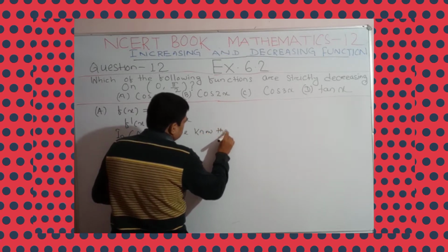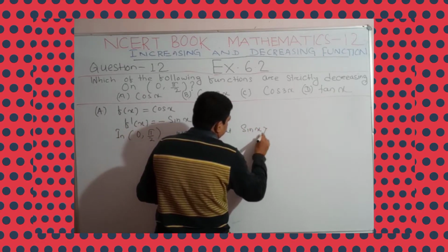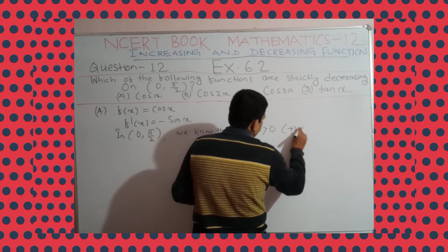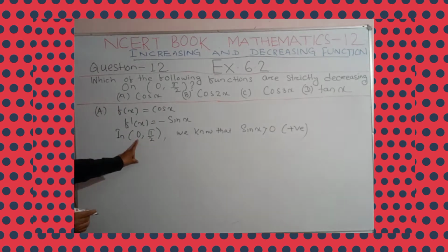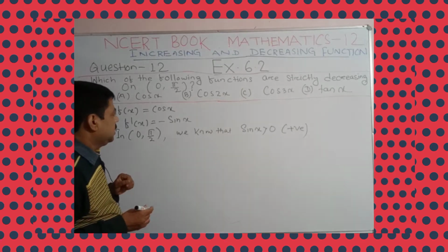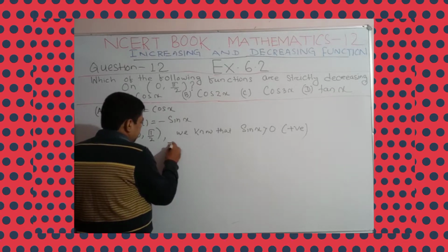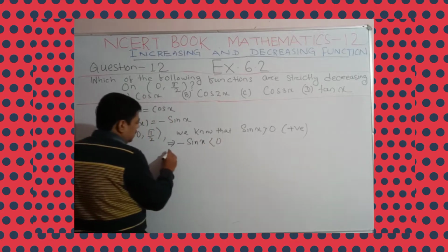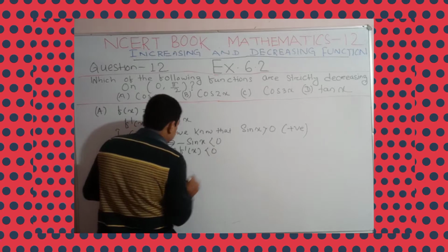Sin x is greater than 0, which means positive. Sin x is positive in the first quadrant. In the interval 0 to pi by 2, the angle lies in the first quadrant, where sin x is greater than 0. That implies minus sin x is less than 0, which implies f dash x is less than 0.